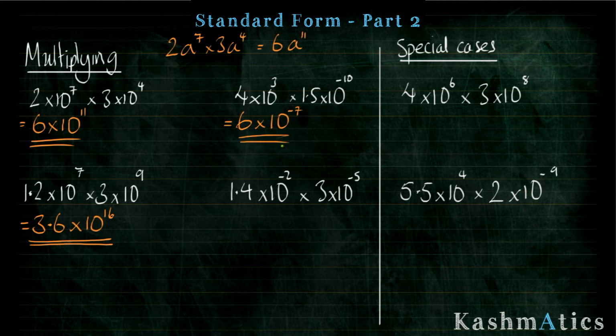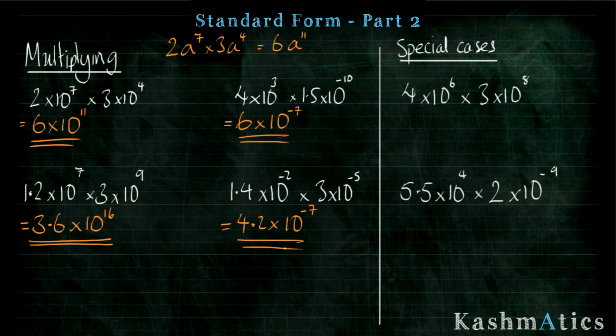7. And this last one here, I've got to be really, really careful because I've got a minus 2 and a minus 5. So just watch what you're doing. 1.4 times 3 is 4.2 times 10 to the power, now let's have a look, minus 2 add minus 5 is the same as minus 2 take away 5, which is minus 7. Okay, that's 4.2 times 10 to the power minus 7.